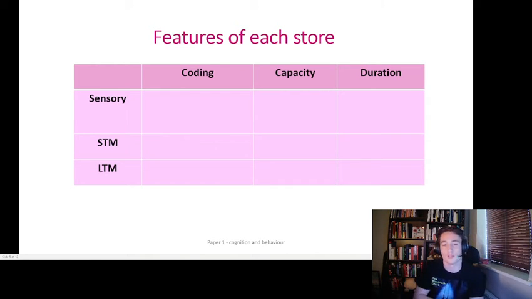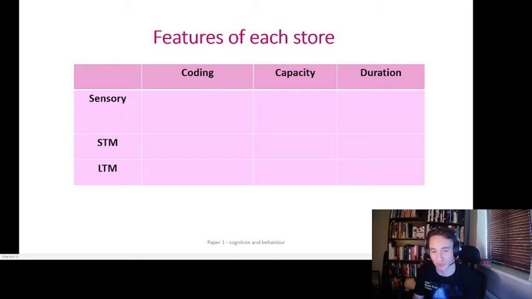So we've got capacity. Okay, what does the word capacity mean? It means how much. So capacity, how much can we fit in our short-term memory? That's STM. How much can we fit in our long-term memory? That is LTM. And then duration is how long. So how long does a memory last? And how long does a memory last in our sensory store? How long does a memory last for in our short-term memory? And how long do memories last for in our long-term memory? Okay, so this is the information that you're going to need to know.